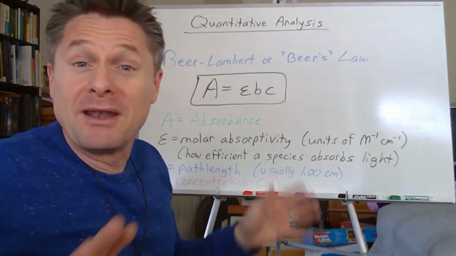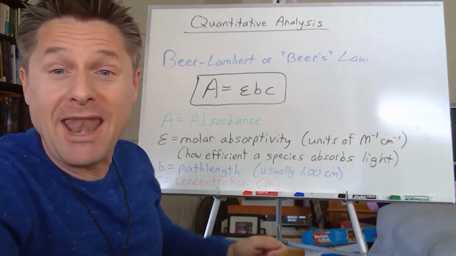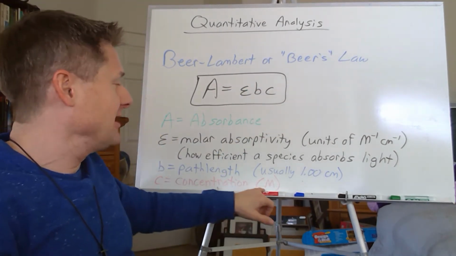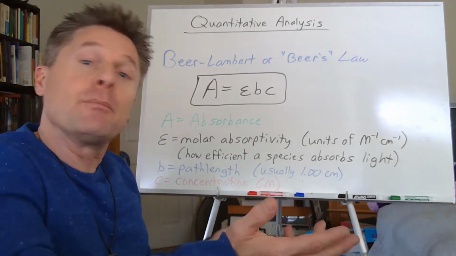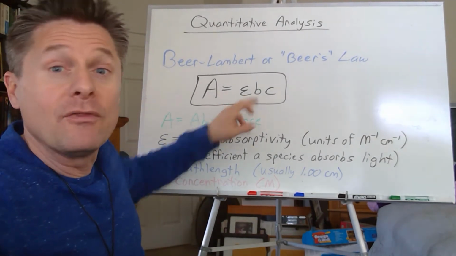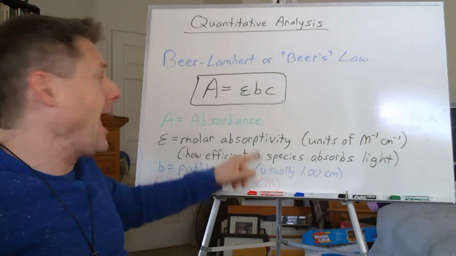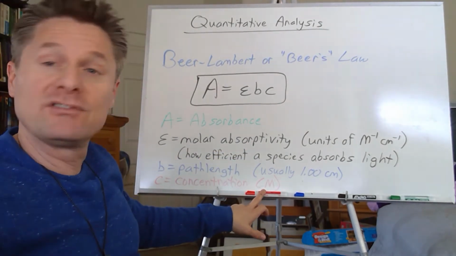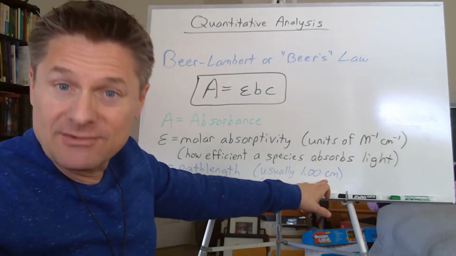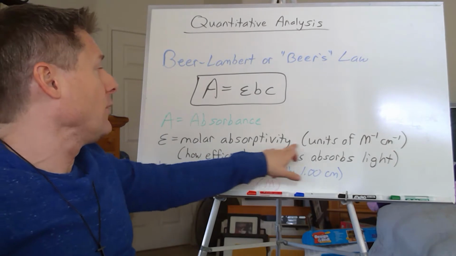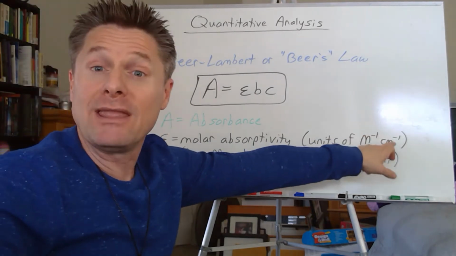All right, you'll never forget how stupid that analogy is, but it works, right? So C will be the concentration, and typically we do molarity. It doesn't have to be, but that will determine the units of this proportionality constant called epsilon, or the molar absorptivity. So if you're using molarity as your units of concentration and centimeters as your units for the path length, your molar absorptivity will have units of inverse molarity, inverse centimeters.